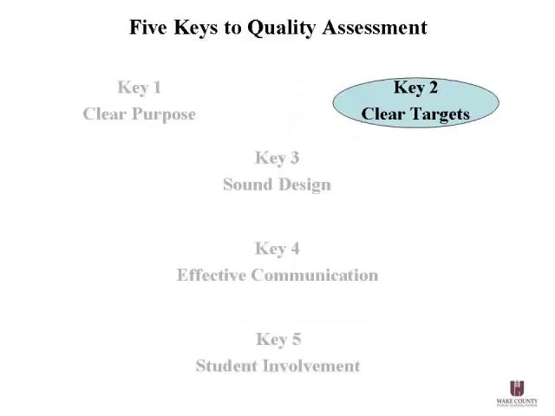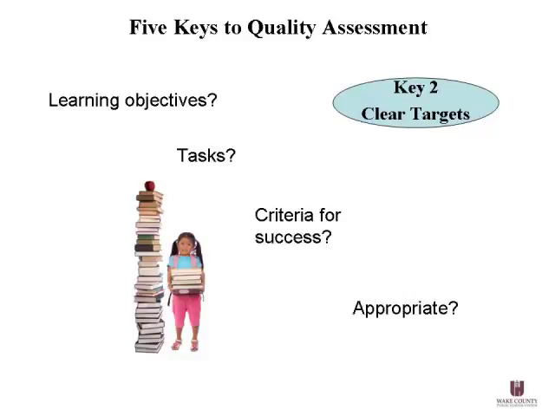The second key emphasizes clarity of the learning targets. This means that students should know what skills they are being asked to demonstrate and what task they need to accomplish. They should be able to tell when they've successfully done so, according to clear criteria for success. The learning targets should be appropriate, not only in terms of content, but also in terms of the cognitive levels as measured, for example, by Bloom's taxonomy.